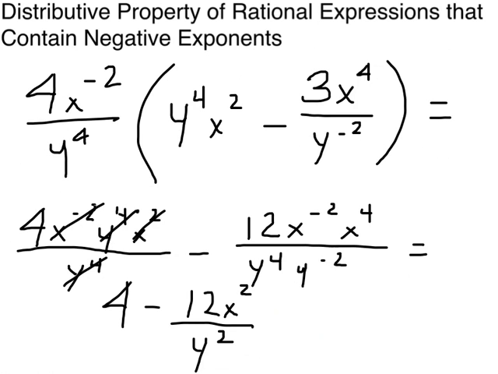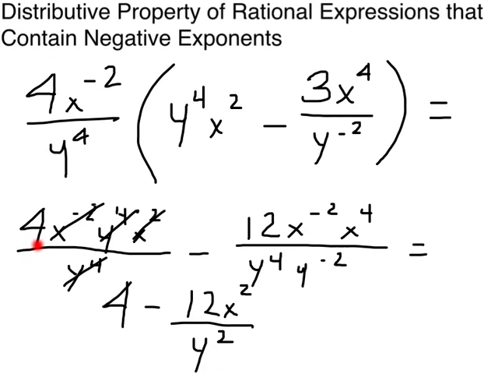All right, moving on, distributive property of rational expressions that contain negative exponents. So what we're going to do is multiply, because the distributive property multiplies. This term is going to multiply over this term and over this term. So 4 times x to the negative second, y to the fourth, x squared.